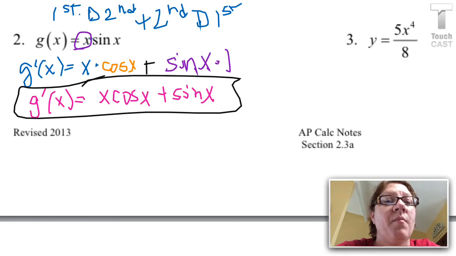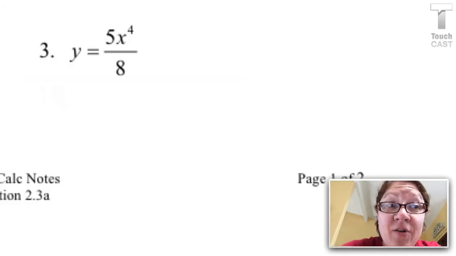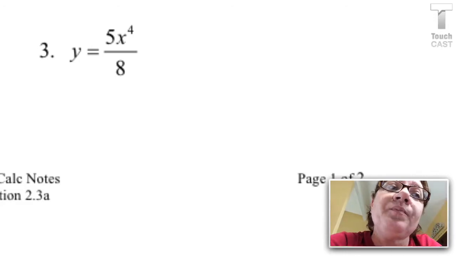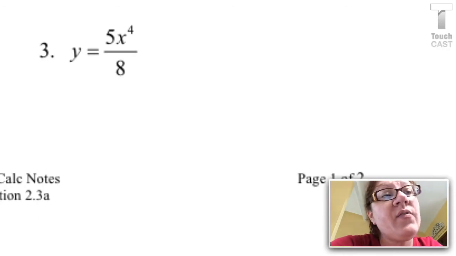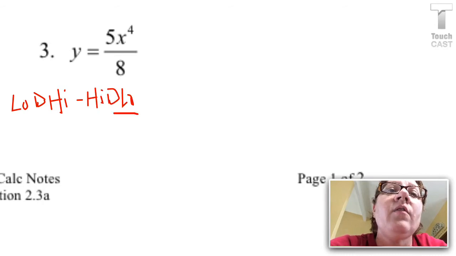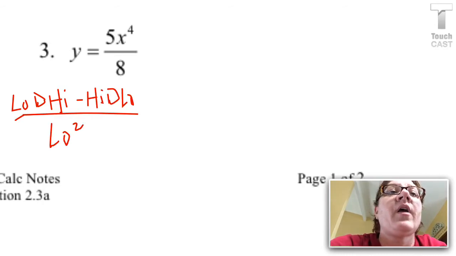Isn't it beautiful? Okay, I'm going to make you do this one the hard way. Let's bust a sweat now! So this is a quotient, right? So I've got to do low d high minus high d low all over low squared. So low d high, remember, I'm going to write it down again: low d high minus high d low all over low squared. Okay, so now the low is 8. This is y prime.